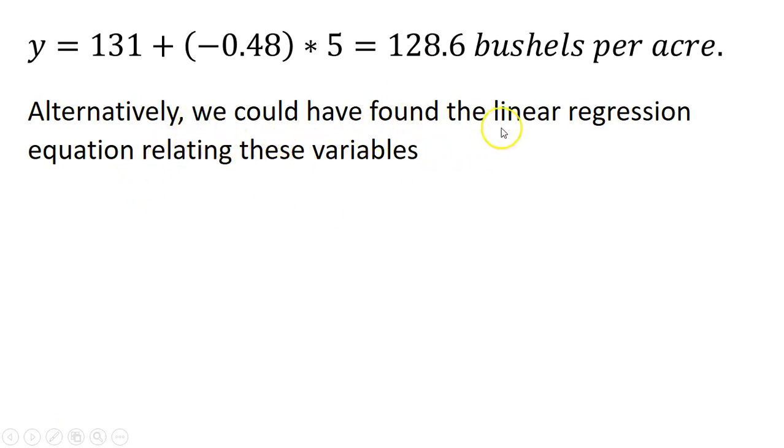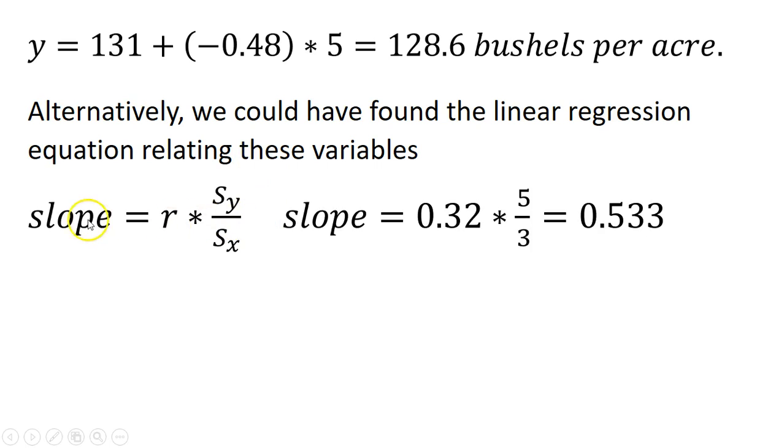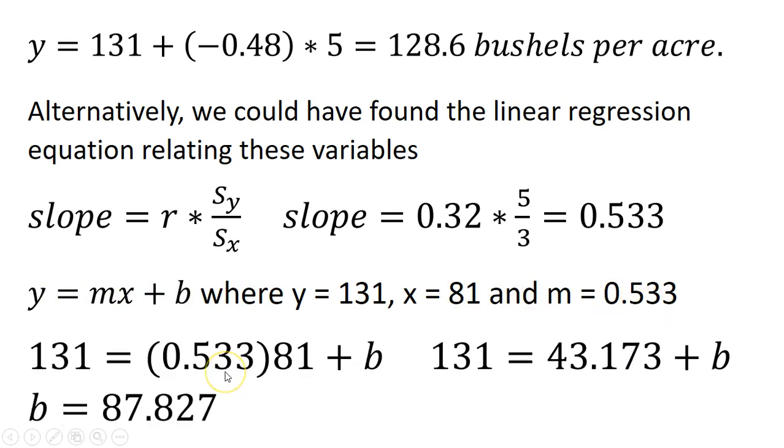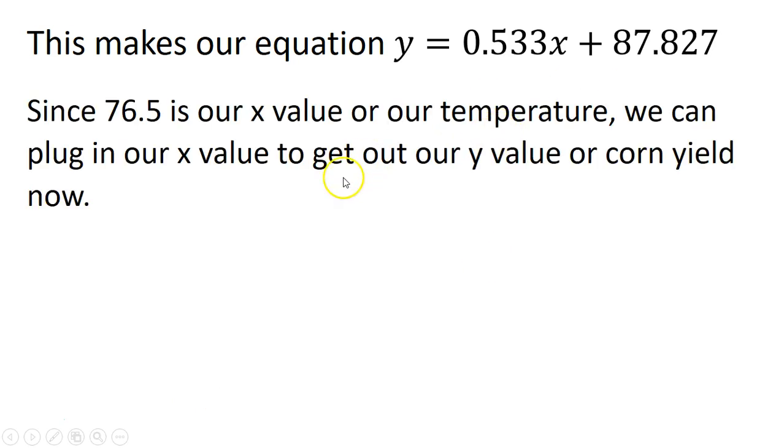And alternatively, we could have found the linear regression equation to relate these as well, because we would know the slope. I know the R, I know the standard deviation of both, so now I know what the slope of the line is going to be as well. So I could plug that in, and then I now know y is this, and I know that when we plug it in, if I know the slope and I know that value, I can then in turn figure out the missing values as well, to figure out where the y-intercept is, because now I know the slope, I know my points. So when I plug this in to solve and move it over, I get 87.827, and now I know what the equation of that line is.